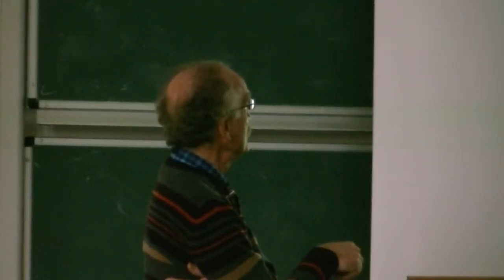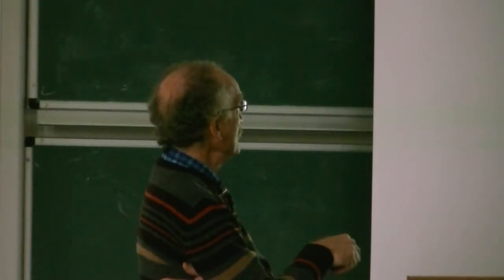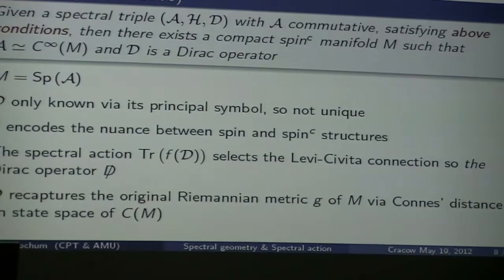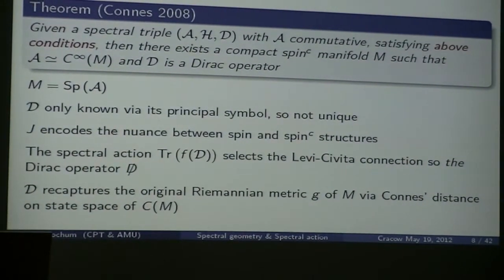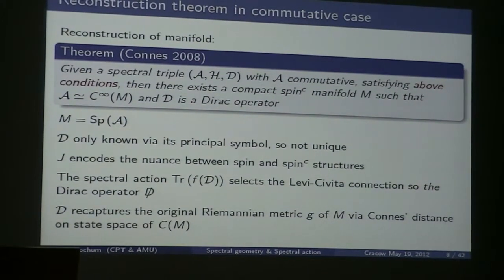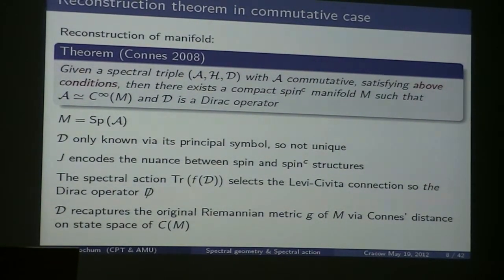First, as a set, M is just the spectrum of the C-star closure of A, so you have an algebra, so this makes sense. D, you prove that in this context it's a differential operator, but it's known only by its principal symbol, so it's not unique. We have plenty of them. And the J, what we saw before, encodes the nuance, there's a little subtle nuance between spin and spin-C structures.